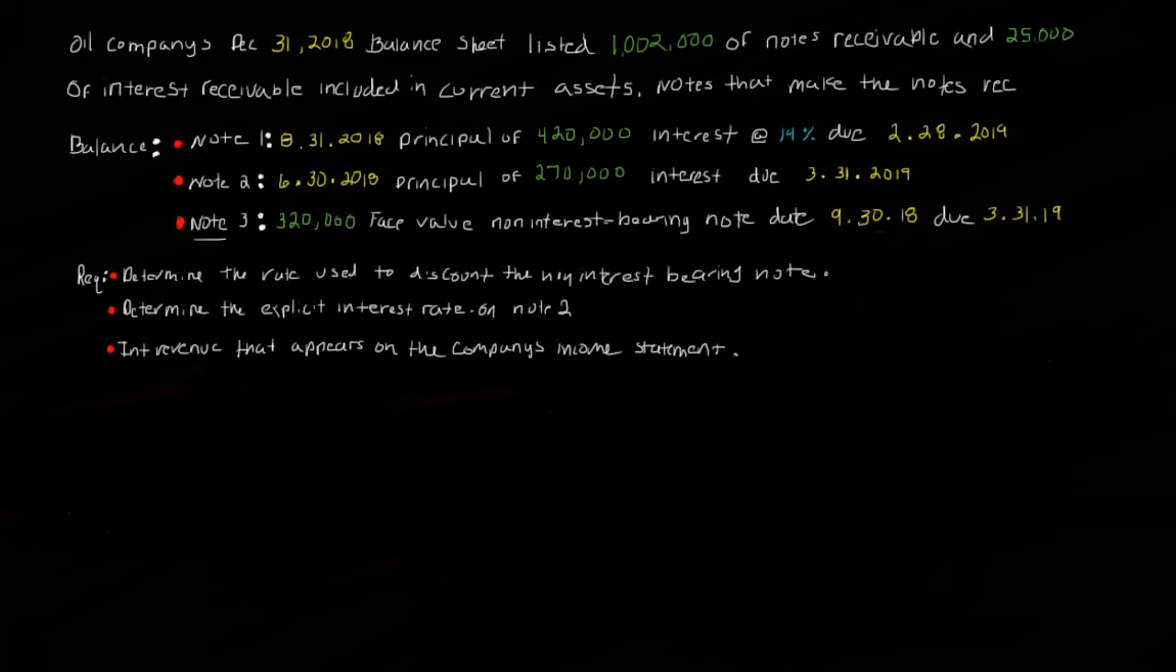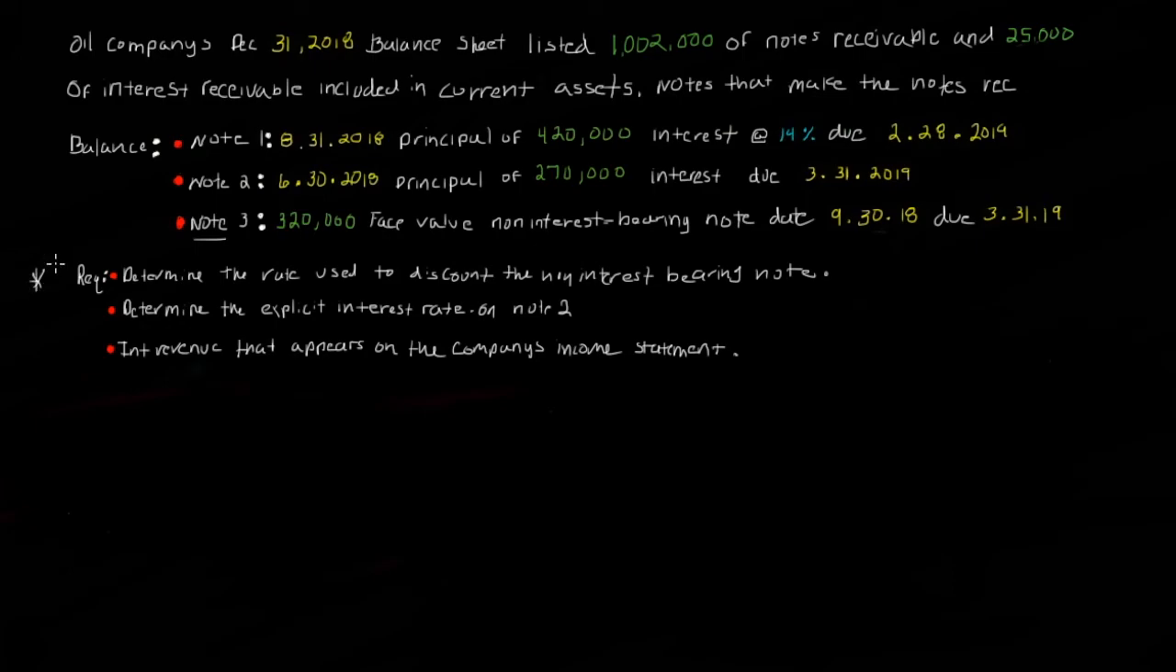Note number 2, that is June 30th, 2018, principal of $270,000, interest due March 31st, 2019. Note number 3, this is $320,000 face value, and note that this is a non-interest bearing note. The date started is September 30th, 2018, and then the due date is March 31st, 2019. So let's go ahead and go down to required number 1.